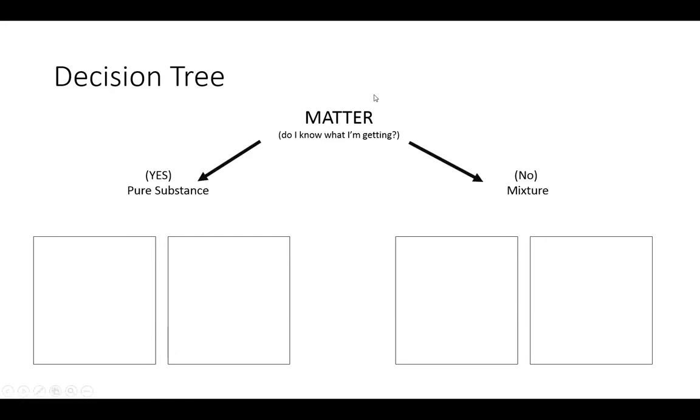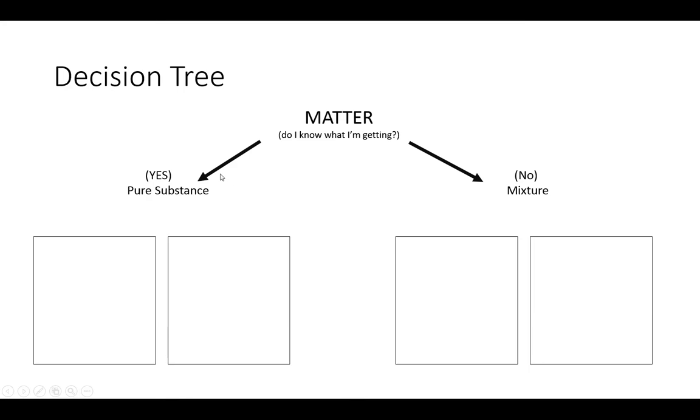Now once we know all this, we can make this nice little decision tree that can help us get through to figure out what things are. So the first thing is everything's matter. Now, do you know what you're getting? Well, it's either yes or no. If you know what you're getting by reaching in that bag, remember, it's a pure substance. If you don't know what you're getting, well, then it's a mixture.